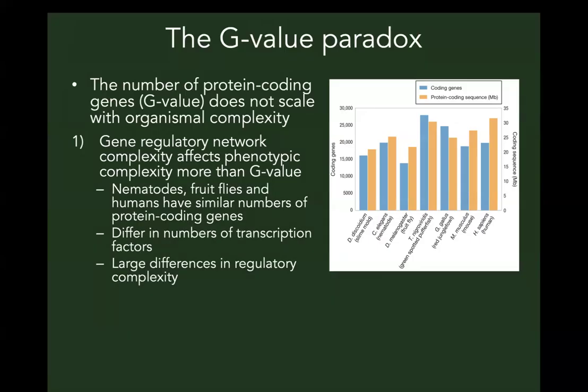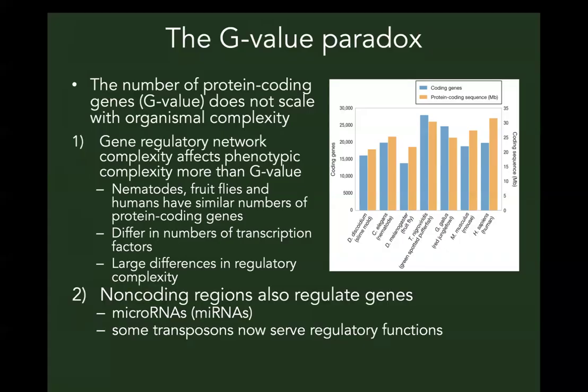If you look, nematodes, fruit flies, and humans all have similar numbers of protein coding genes, but what's not indicated by this picture is that they differ in the number of transcription factors that they have. They also have big differences in regulatory complexity. So it is possible that it is regulatory complexity that scales with organismal complexity and not the number of protein coding genes. The second thing that might explain the G-value paradox is that all these non-coding regions may also be regulating genes.